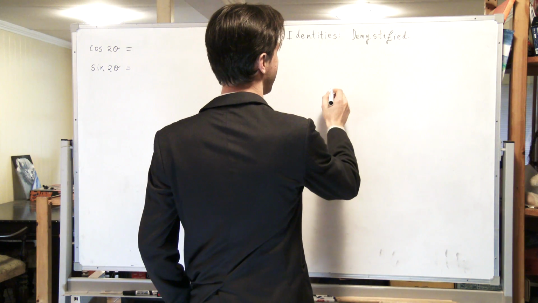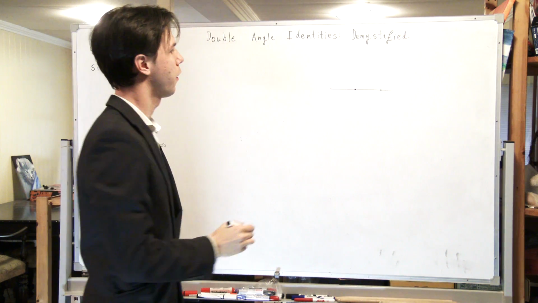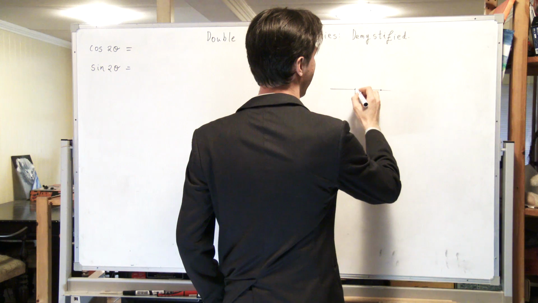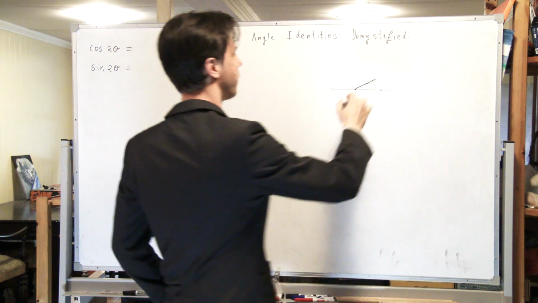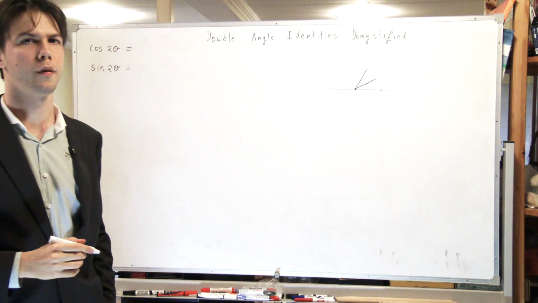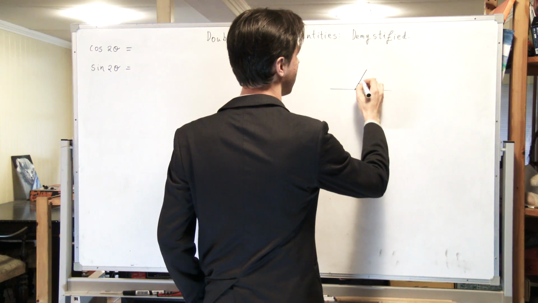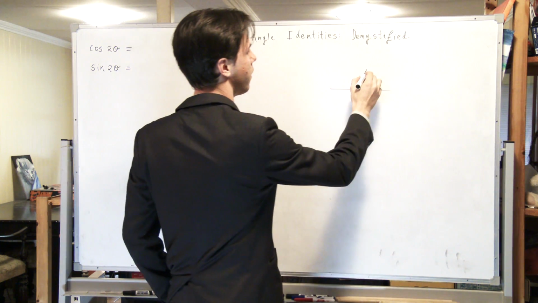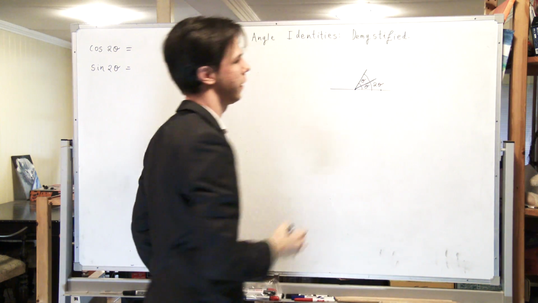Let's say here we are. Here's some point around the origin, and I rotate it by an angle of theta, and then rotate it by angle of theta again. So that's 2 rotations. That's the same as a single rotation by 2 theta.